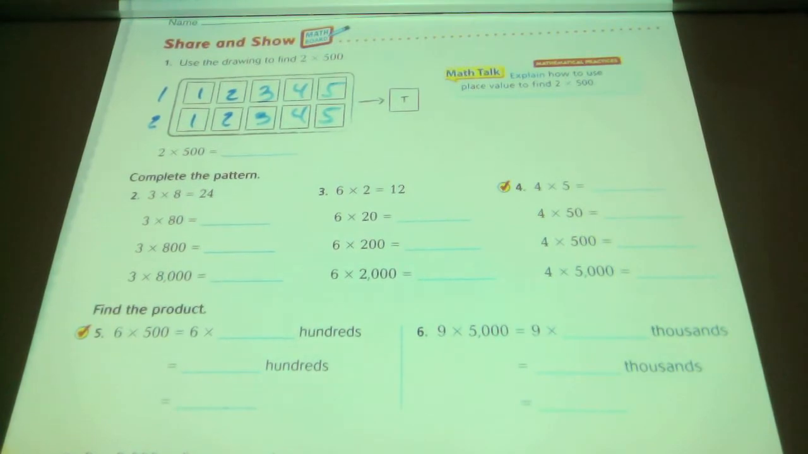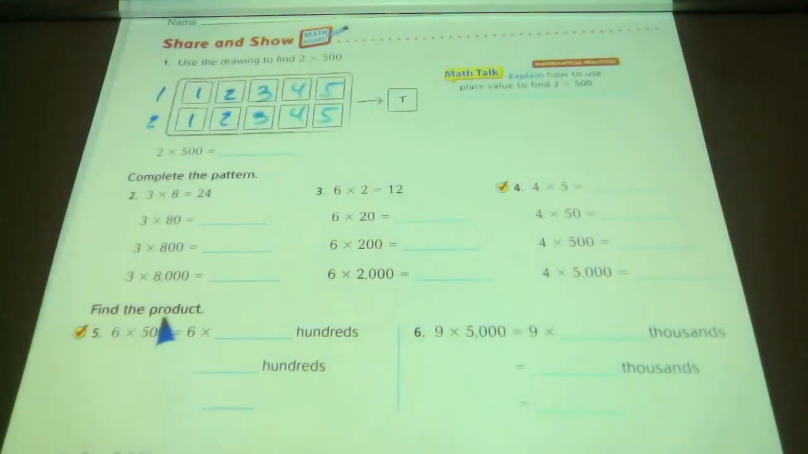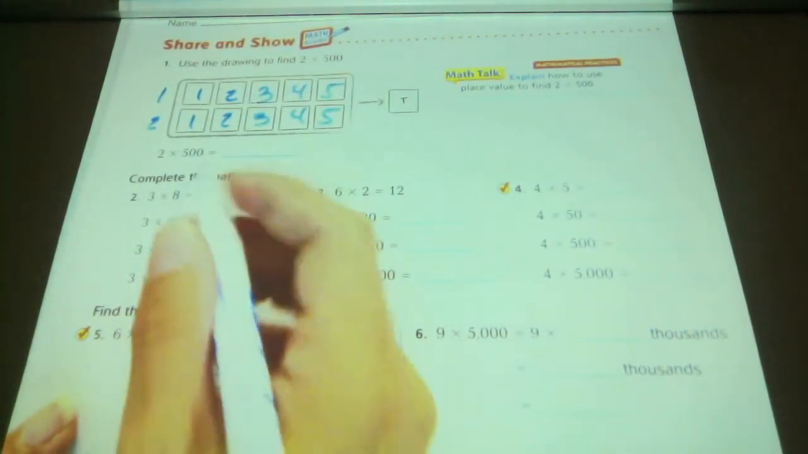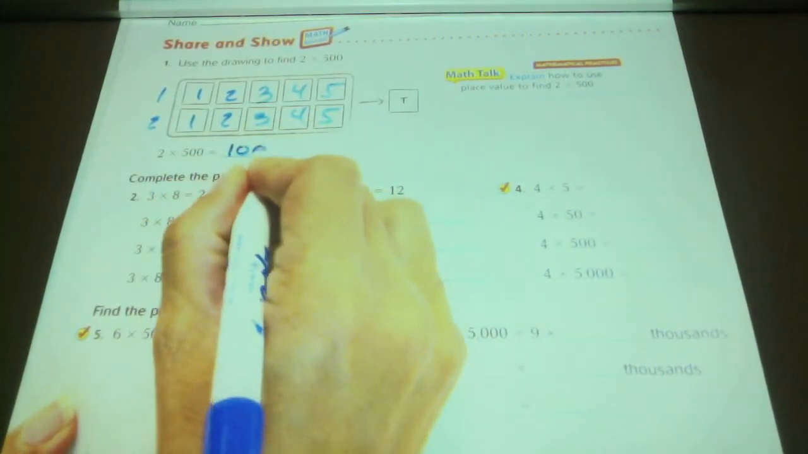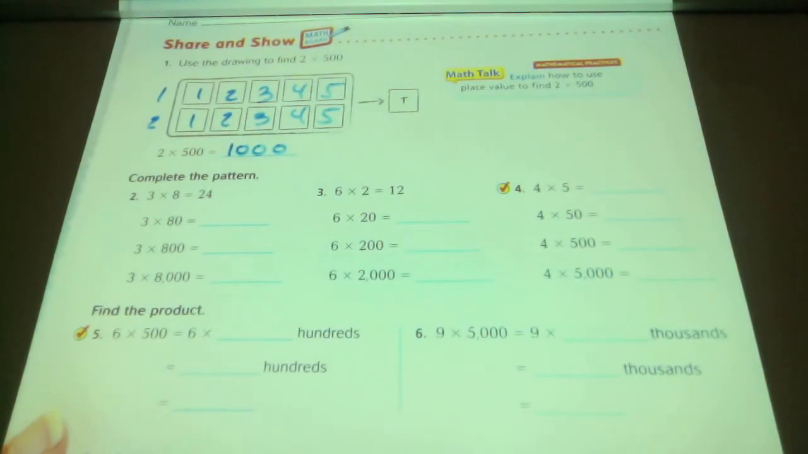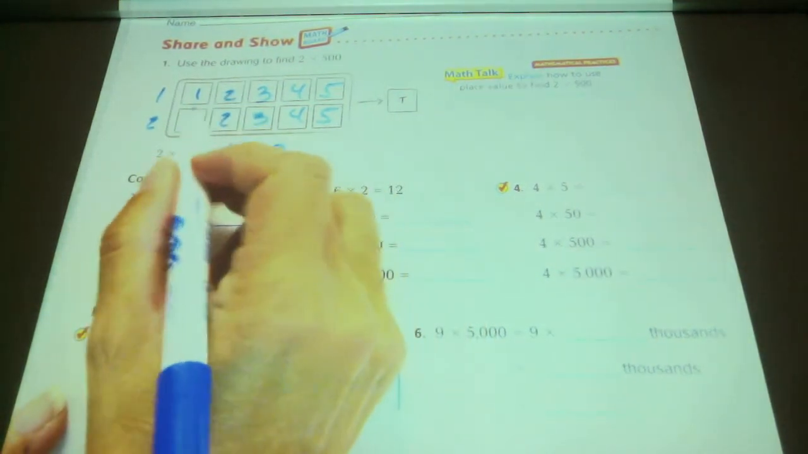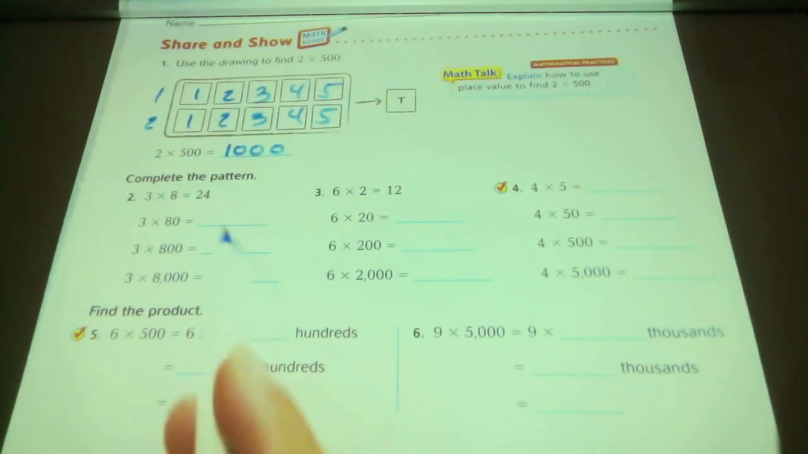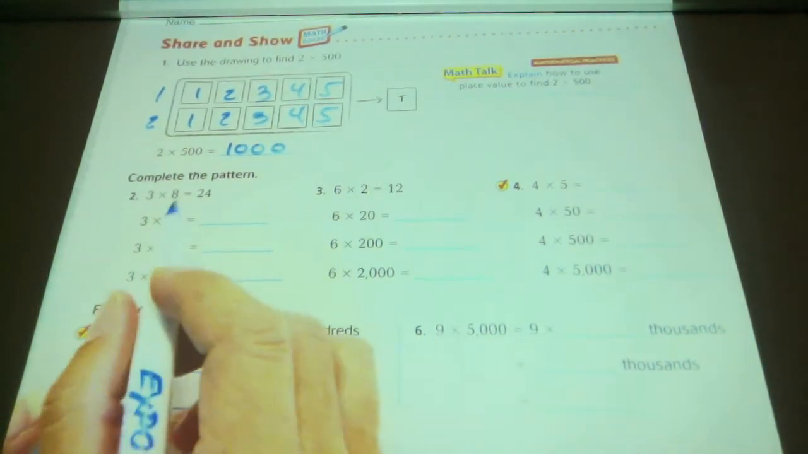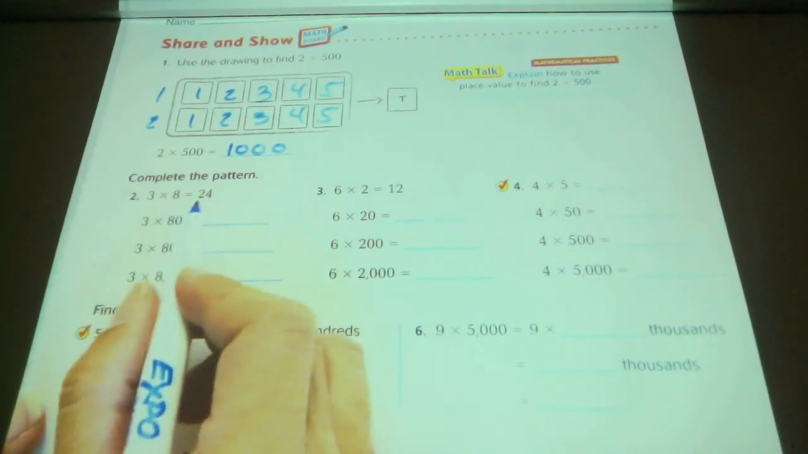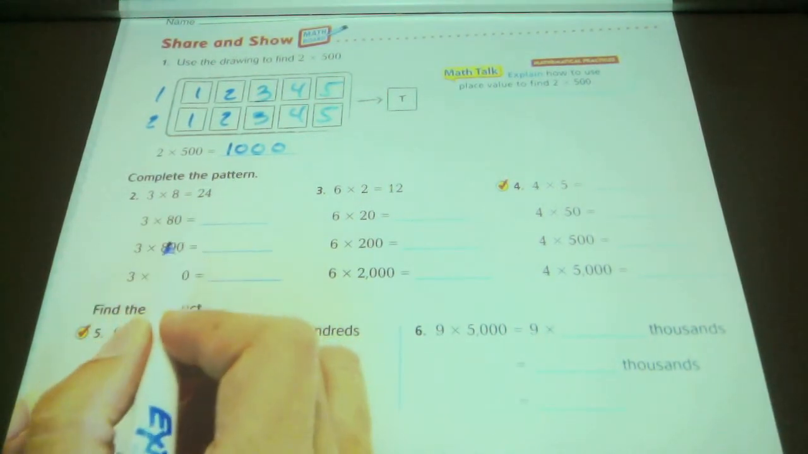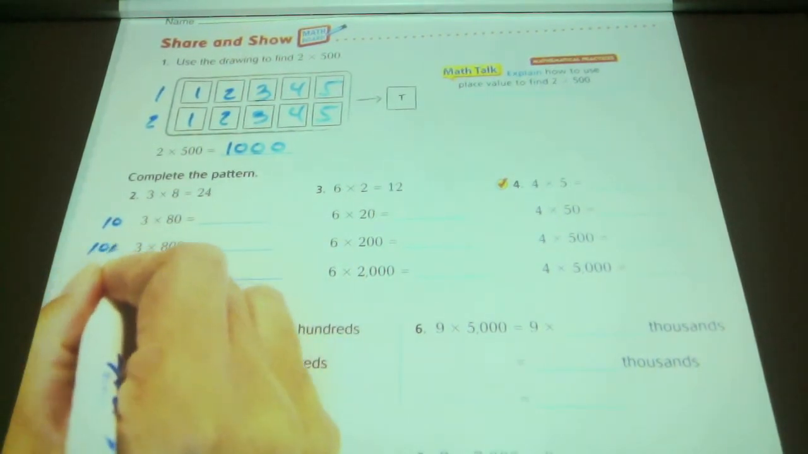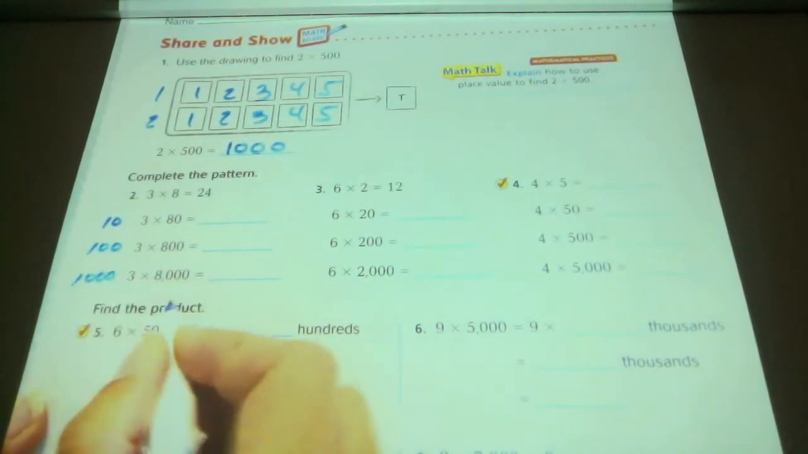How many hundreds? 10. There's 10 hundreds, and we know that 10 hundreds makes 1,000. That's what they're showing here with those squares, your flats. On these, you will be looking at the basic fact, and then multiplying it by the next thing. So this you're going to be multiplying by 10, 100, and 1,000 because of this.